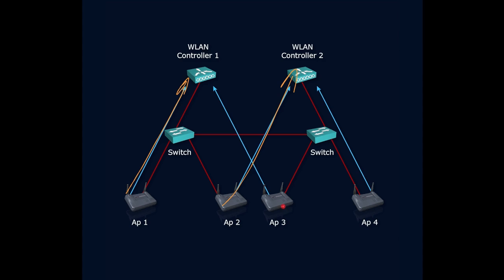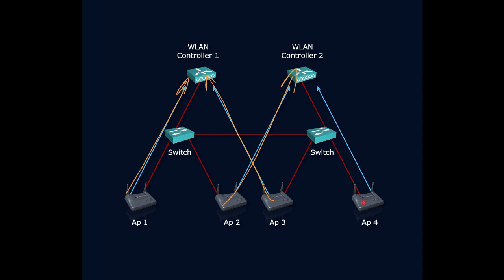Now we turn up AP3. AP3 does its CAPWAP discovery process. It gathers all the information and finds there's no master, there's no primary, there's no secondary. So it's looking for the least loaded wireless LAN controller. It asks wireless LAN controller 1, how many APs you have? Wireless LAN controller 1 responds, I have AP1 as well. AP3 now joins wireless LAN controller 1.